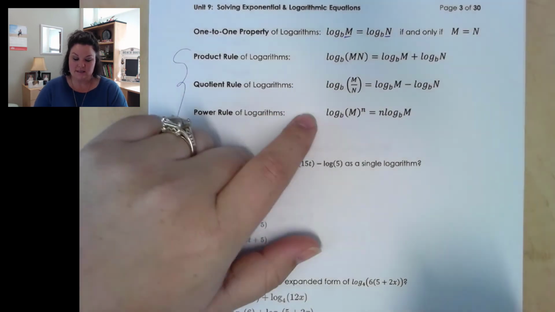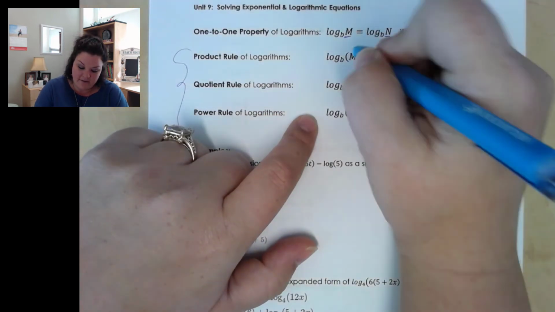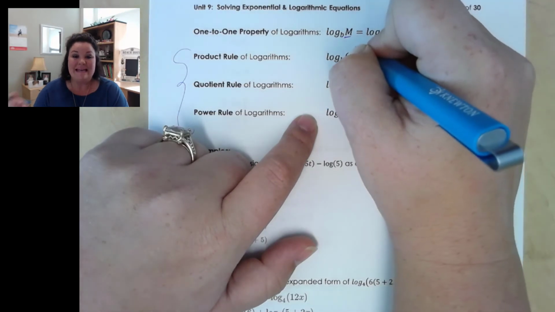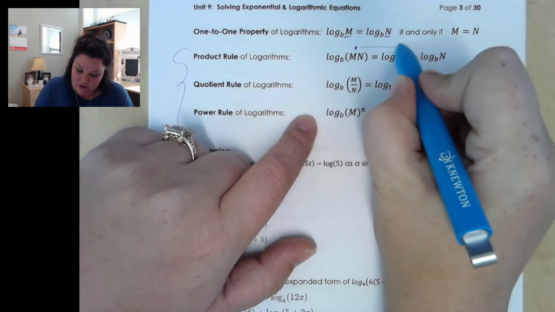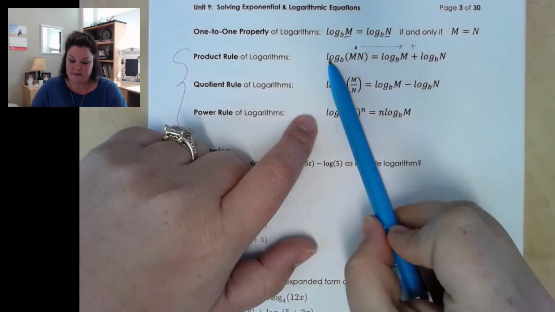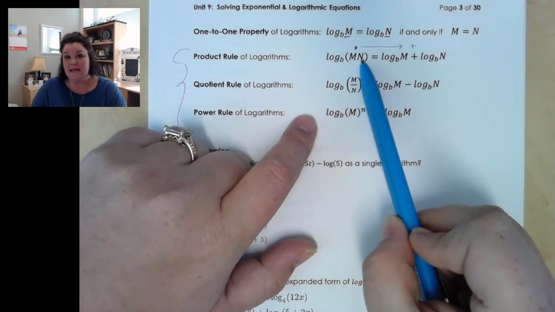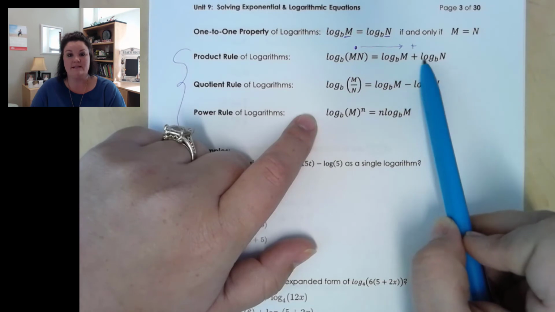So the first one is the product rule. The product rule says that if we have a multiplication inside the log, that multiplication turns into an addition of log terms. So log base b of some m times some n, I can rewrite as log base b of m plus log base b of n.